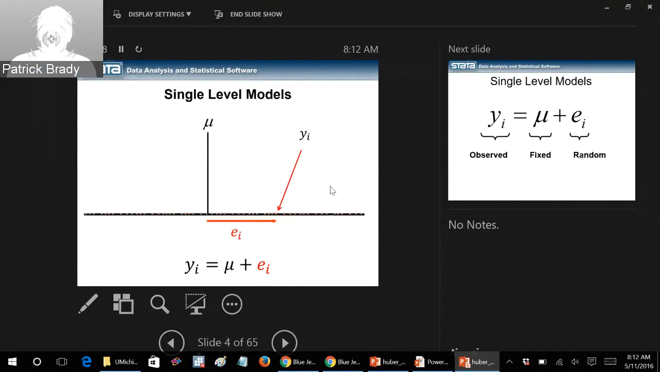Now, the simplest conceivable model you could have for observations like this would simply be that each observation is equal to some grand mean plus some error. Each of the observations is off by some amount.